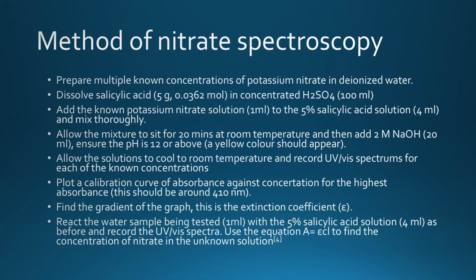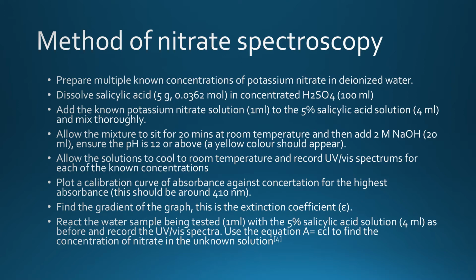So here's a general method for nitrate spectroscopy, but basically what you want to do is make up a big stock solution of potassium nitrate at known concentration, and you also want to make up a 5% salicylic acid in H2SO4 solution as well. You will do a serial dilution of your potassium nitrate, and you'll add a little bit of this 5% salicylic acid to each one of them. You will then add 2 molar sodium hydroxide to ensure the pH is above 12, and at this point you should have a nice yellow color appearing.